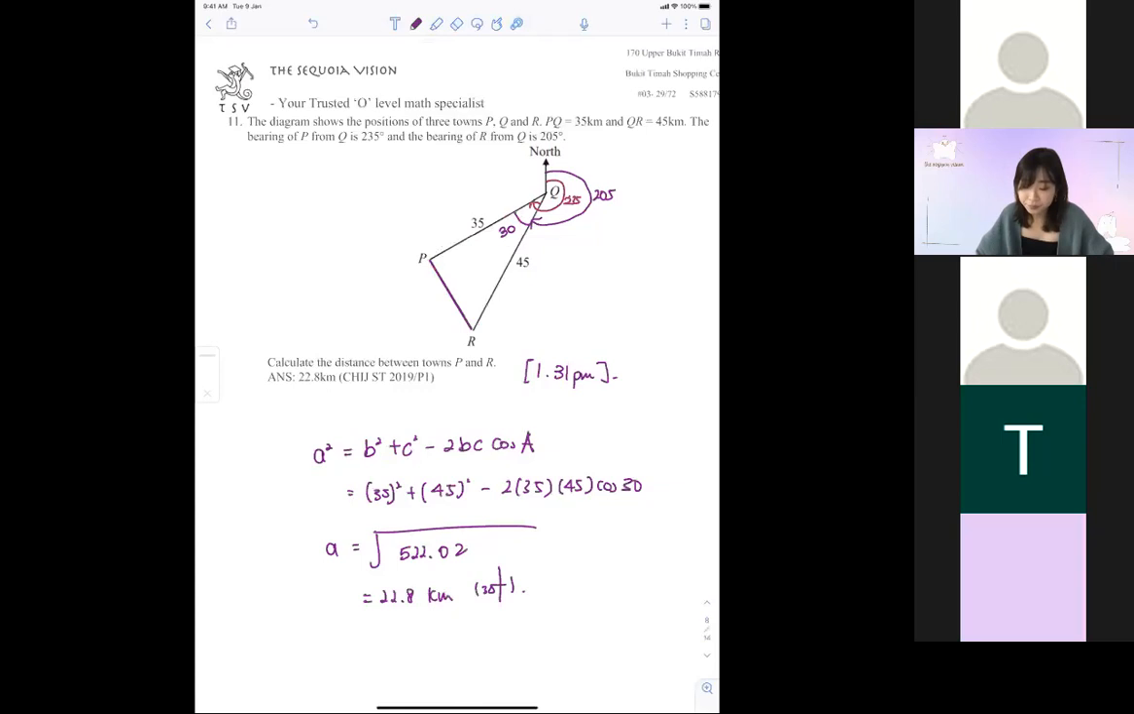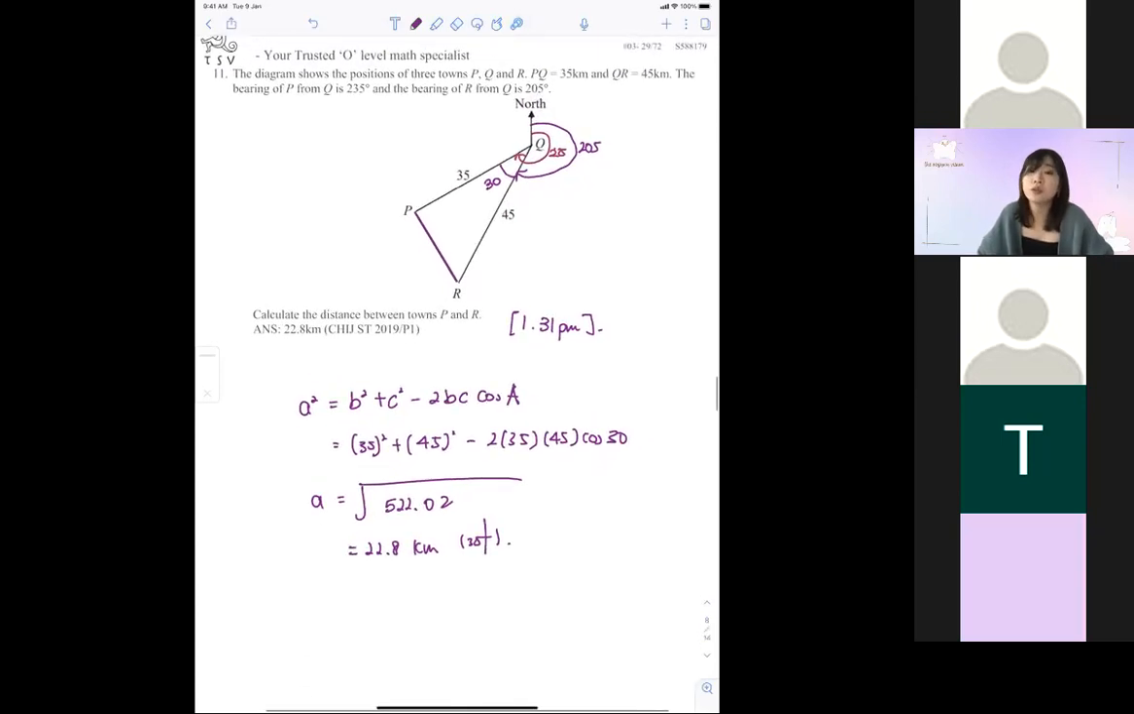Sheila and Yan, okay? If you have issues doing cosine rule, please let me know. You can PM me, okay? So when you both are done, can you help me put a thumbs up?